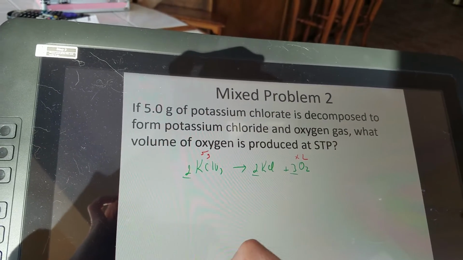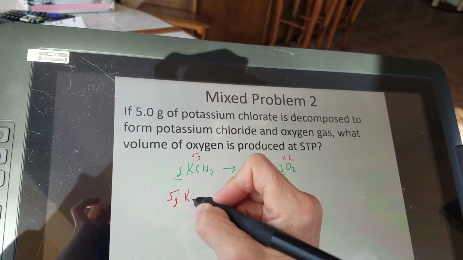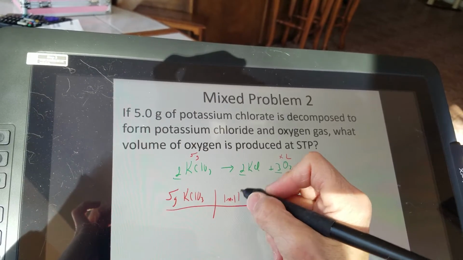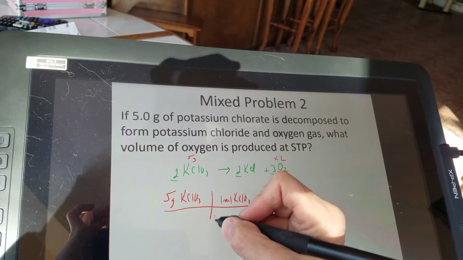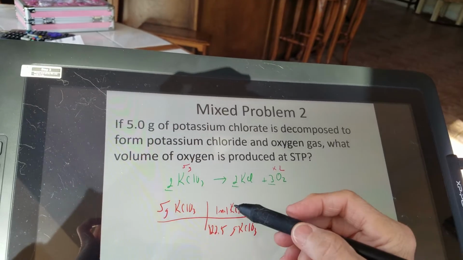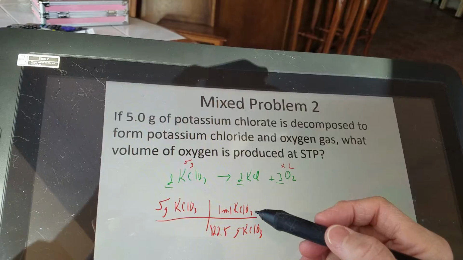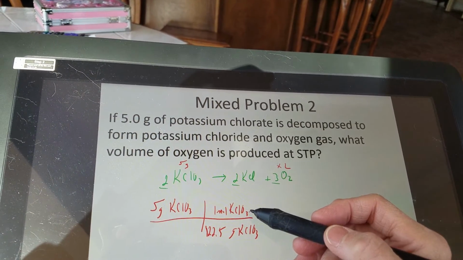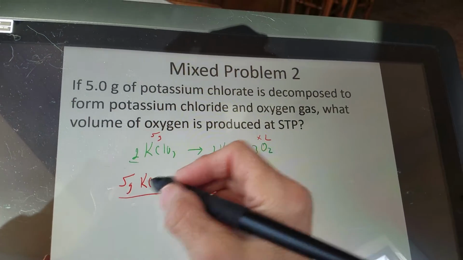So we take our 5 grams of our potassium chlorate. We know 1 mole of potassium chlorate is equal to its gram formula mass, and we figured that out to be 122.5 earlier. So remember, potassium's 39, chlorine's 35.5, oxygen's 16 times 3, which is 48. You add 39, 35.5, and 48, and you should get this value. Grams of potassium chlorate will cancel. I'll be in moles of potassium chlorate.